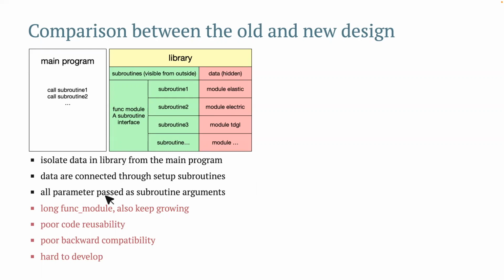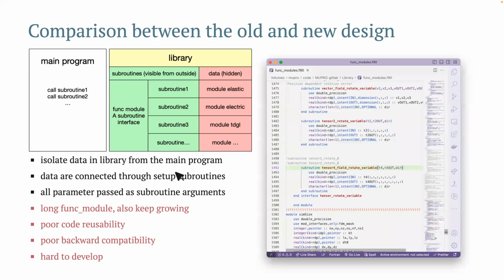The first one is it has a very long func module. By func module, it's just this interface that I mentioned, which tells the main program what arguments you need to pass. And here is an example of this func module file. This is not the latest, even an older version of MuPro, and you can see it easily exceeds 1,500 lines. And all it defines is just some interfaces to the subroutines in the library. And if we keep adding more subroutines into our library, this file will simply keep growing longer and longer.